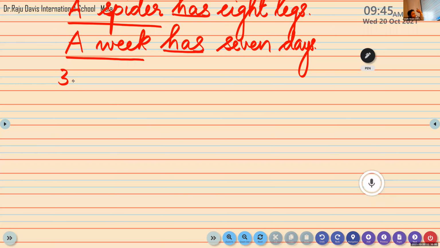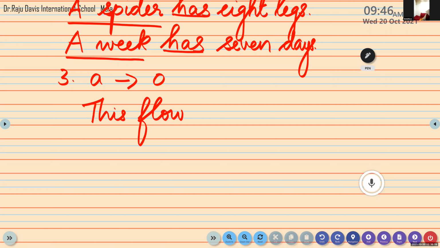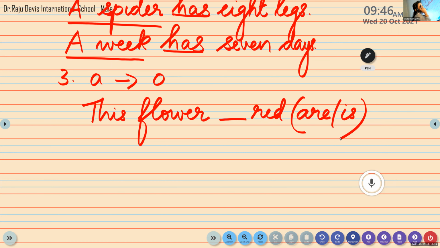So there are a few questions there from A to O. Please go through each sentence, and you have two words given in brackets. One example I'll show you. This flower dash red. And the brackets you have are and is. So what will you write there, which is the right answer? This flower, is it is or are? Is. This flower is red.